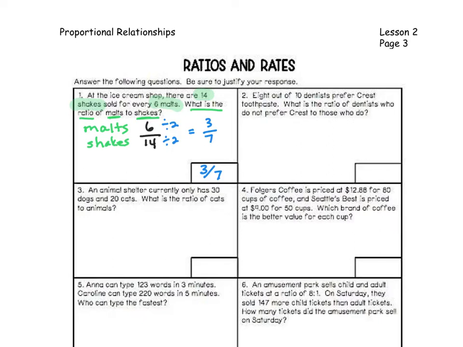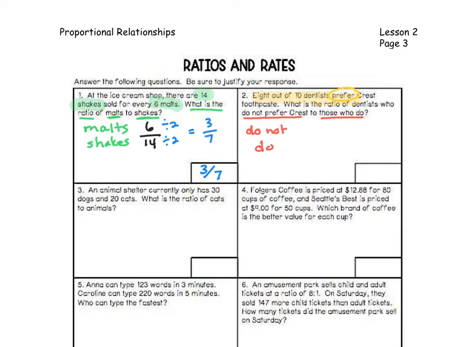So first, let's highlight what information they gave us. They mentioned that 8 out of 10 dentists prefer, and I'd like to circle that word prefer. They prefer Crest toothpaste. And they want us to write a ratio. What ratio of dentists do not prefer Crest compared to those who do prefer Crest? So I'm going to go ahead and label that they ask us to write the dentists that do not prefer Crest compared to those who do prefer Crest.